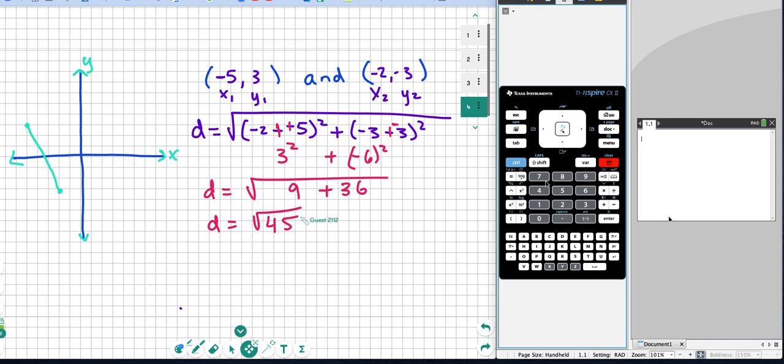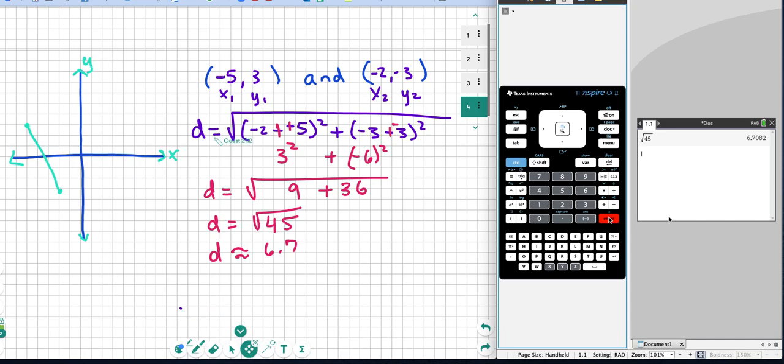I'm going to go over here on my calculator. I'm going to do Control and the x squared button, which will give me the square root, 45. Enter. And I'm going to round to the nearest tenth. So that means that D is going to be approximately 6.7.